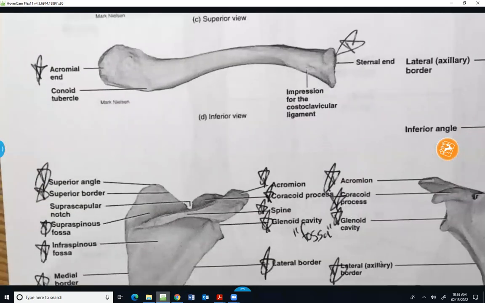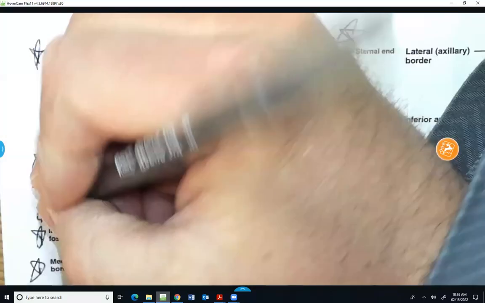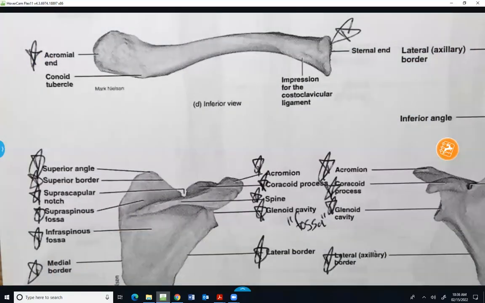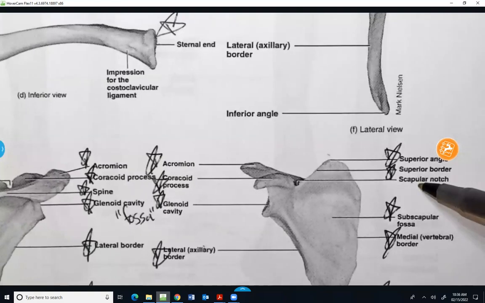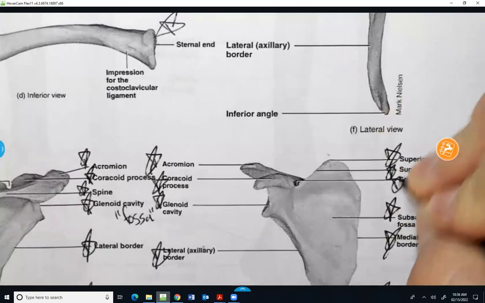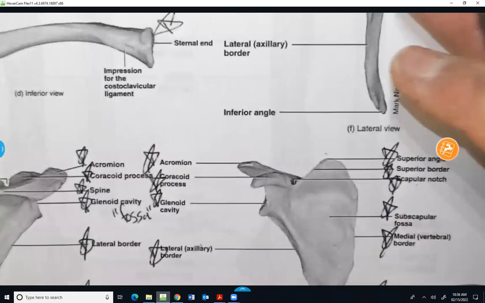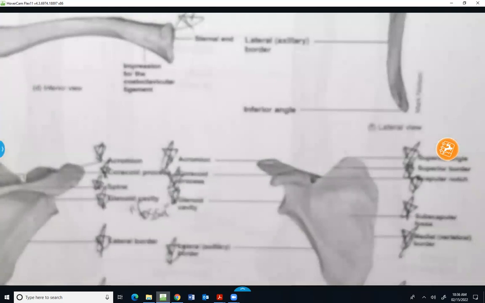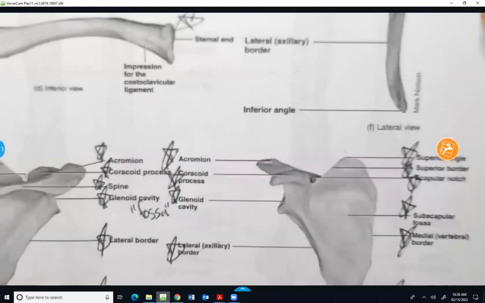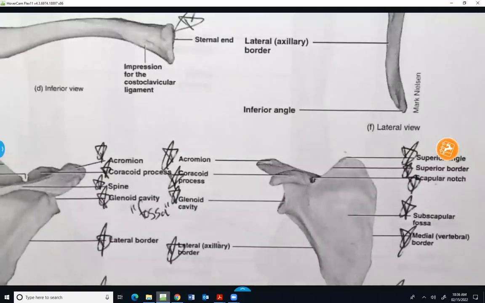Okay. I think the last structure is the suprascapular notch. You can see it's labeled both scapular notch and suprascapular notch. I'll just make sure you know both ways. It's the same thing. Over here, it's labeled as suprascapular. Over here, it's just scapular. This is just an indentation on top of the scapula, so that's why it's called suprascapular. And that allows for a nerve to pass through.